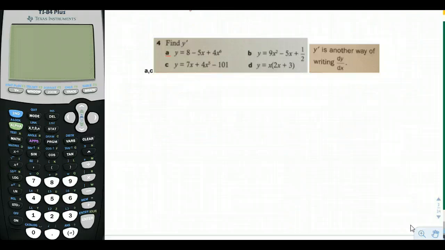So we're just doing A and C. The derivative of the first one, A, is y prime equals, and the derivative of any constant, in this case 8, is 0. The derivative of an x term is just the coefficient of the x term. And then the last one, which ironically is maybe the easiest one to do, is just like that. Okay? So you're equal to negative 5 plus 24x to the 5th.